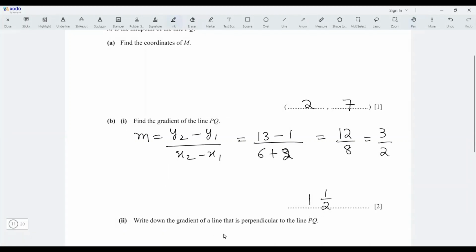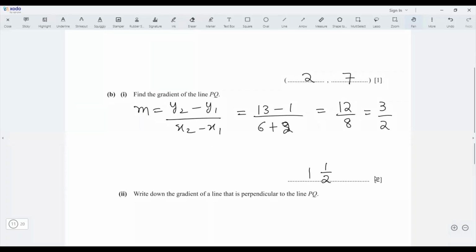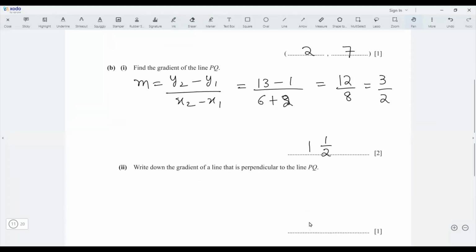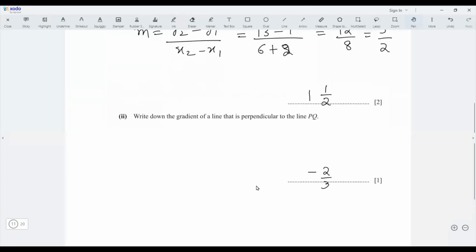And we have to find the gradient of the line that is perpendicular to the line PQ. If you have found the gradient of PQ, what will be the gradient of the perpendicular line? Taking the reciprocal of 3 by 2, and with a negative sign, that will be the gradient of the perpendicular line. So it will have 1 mark. So you can say minus 2 by 3 will be the answer. No need to convert into decimal form. You can leave it as a fraction as well. So it will be fine. I hope all of you understand this. So I'm quickly moving ahead to the next questions.